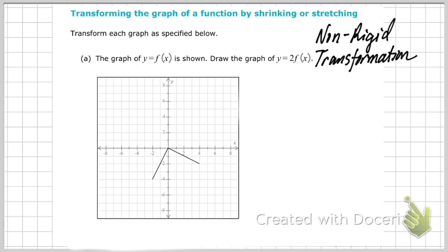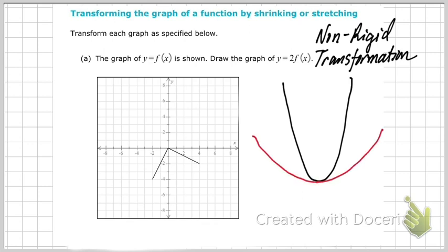Non-rigid. So the basic idea is that if I had a function that looks like, say this, it's a parabola, and if I transformed it into something like this, I've given it a vertical shrink. It has gotten vertically lower. And then if I went to a function like that, then it's vertically stretched.